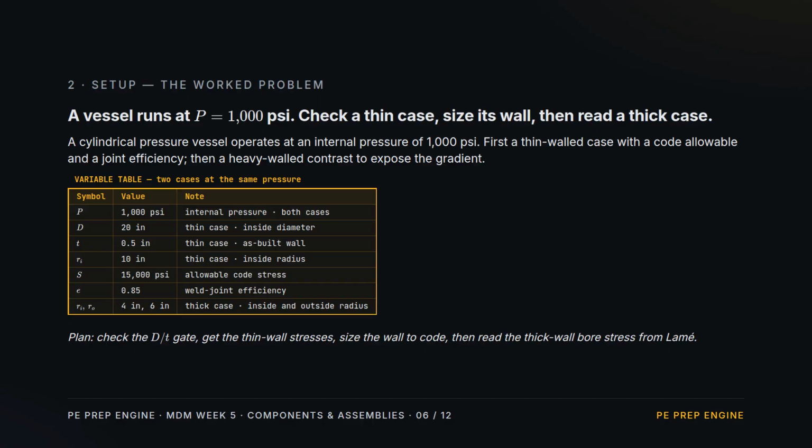Setup. A cylindrical vessel runs at 1000 psi. First a thin case, 20-inch bore, half-inch wall with a code allowable and a joint efficiency. Then a thick contrast, a 4-inch inside radius and a 6-inch outer radius. The plan: check the gate, get the thin wall stresses, size the wall, then read the Lamé bore stress.